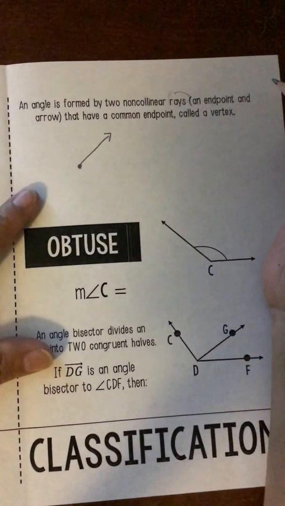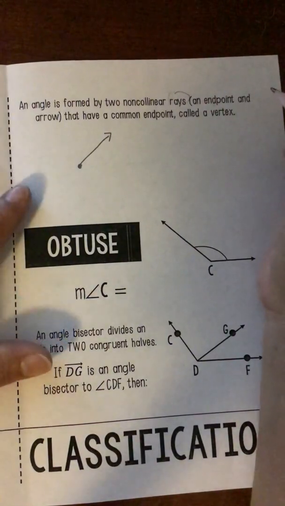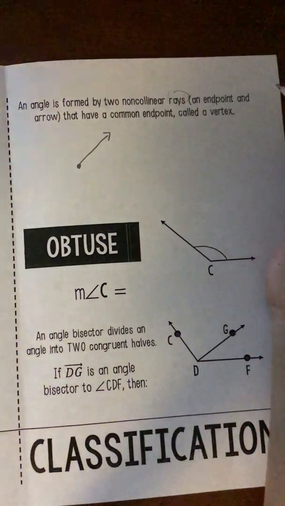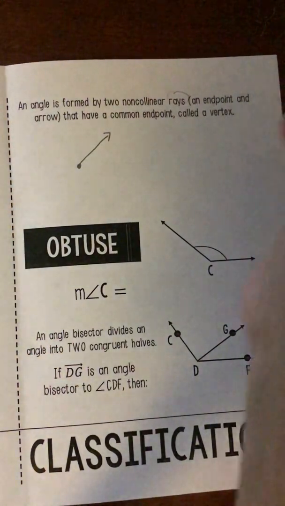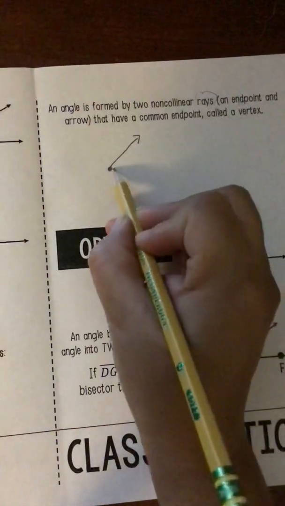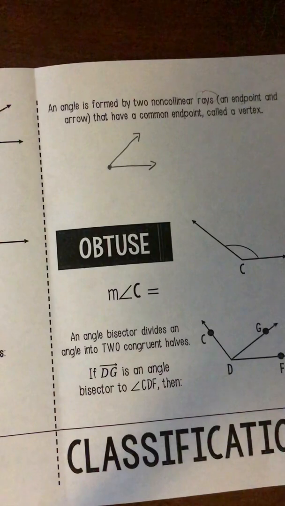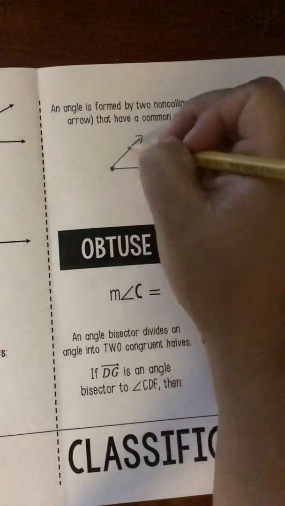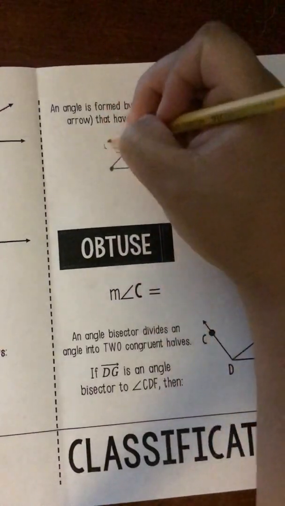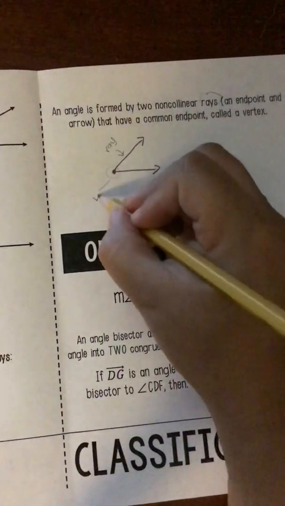It says that they have to be non-linear. Well, actually, they can still be linear, and that's called a straight angle. And the straight angle equals 180 degrees. So we can make another ray like this, and it's formed by 2 rays and endpoints, and this is called the vertex. So this is a ray, and this right here is the vertex.